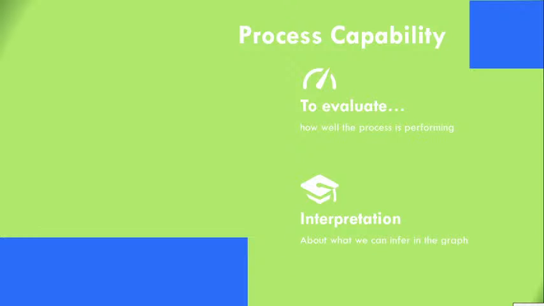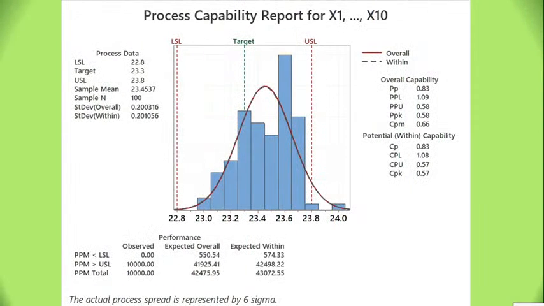The value of CPM is 0.66 and for CPK it's 0.58. Therefore, the process is not very well centered on target, but it's near to it. Generally, higher CP values indicate a more capable process and lower CP values indicate that the process may need improvement.